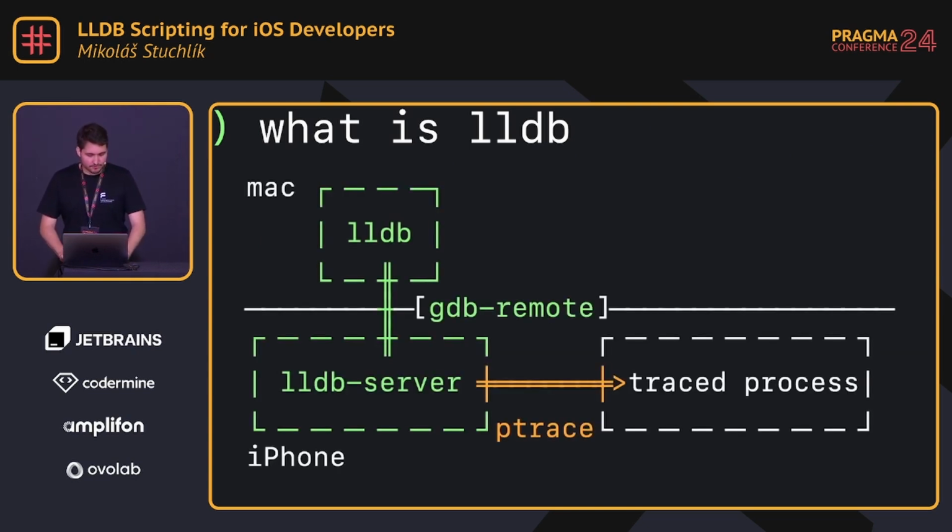Internally, the functionality of LLDB is divided into two components, LLDB and LLDB server. Those two components talk via a protocol called GDB remote and can run on different machines. And again, you saw Cyril connecting to the LLDB server, which was an example of this. LLDB uses an API called ptrace to trace the process we are interested in.